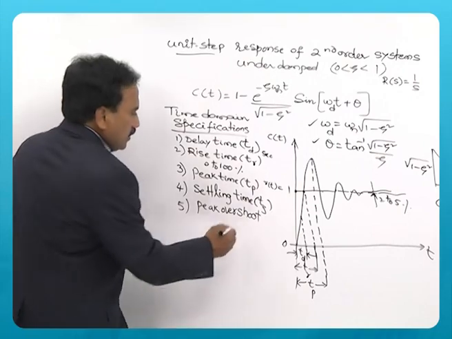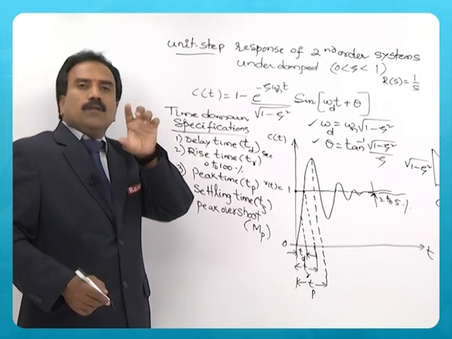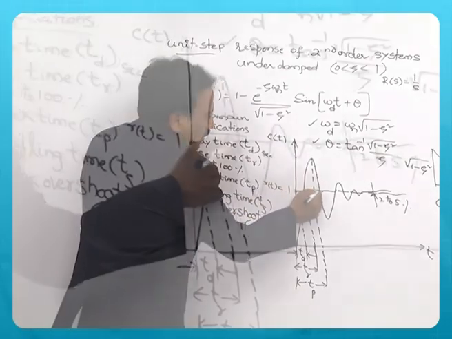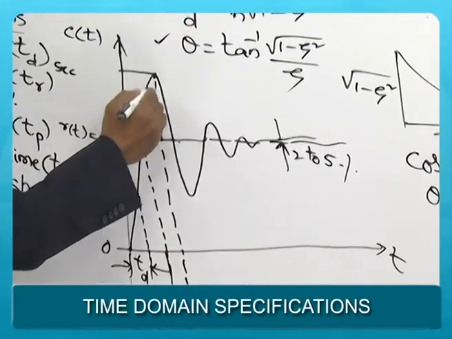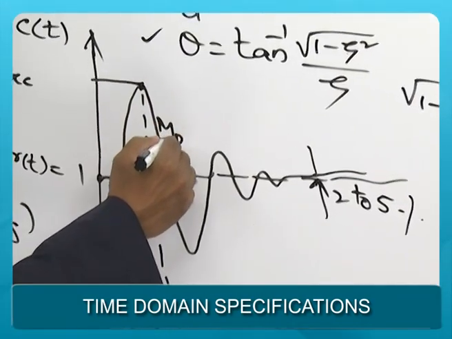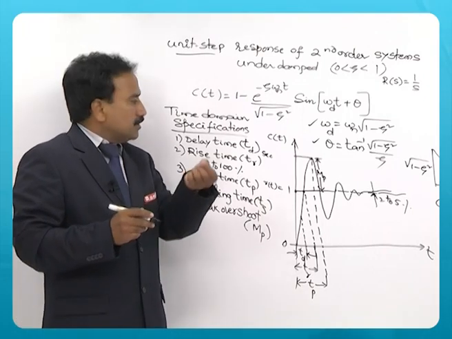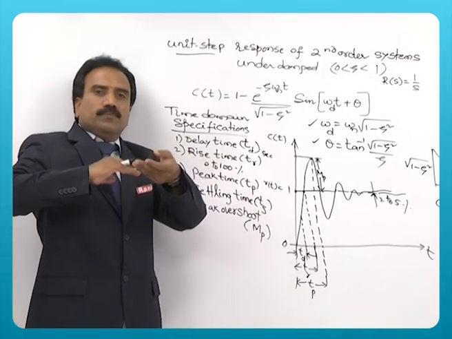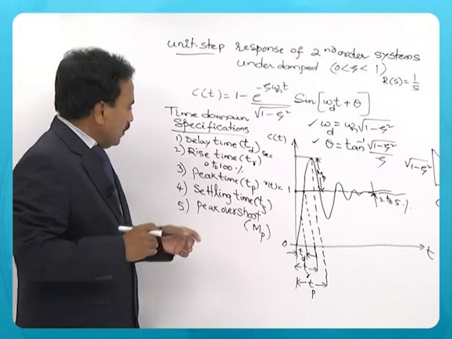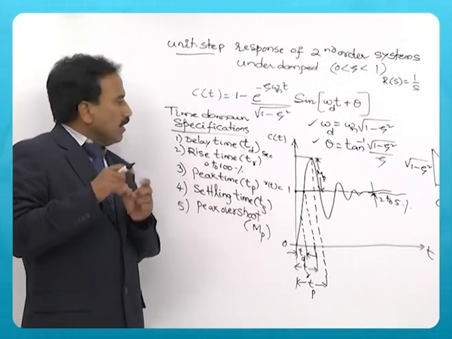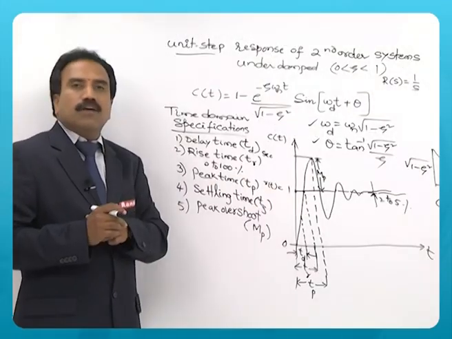Next, there is one parameter on the y-axis, that is called peak overshoot. Peak overshoot is represented by M suffix p. It is a magnitude, the normalized difference from the reference, that is 1, to this peak. So, this is called peak overshoot. How much deviation is there in the response from the steady state value? The highest difference from steady state value is this. So, peak overshoot is the magnitude, the normalized difference between the peak highest and the steady state value.